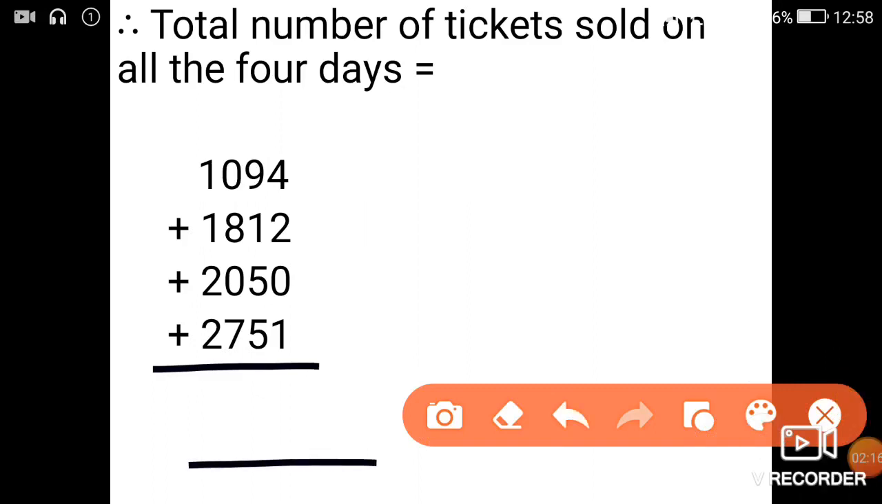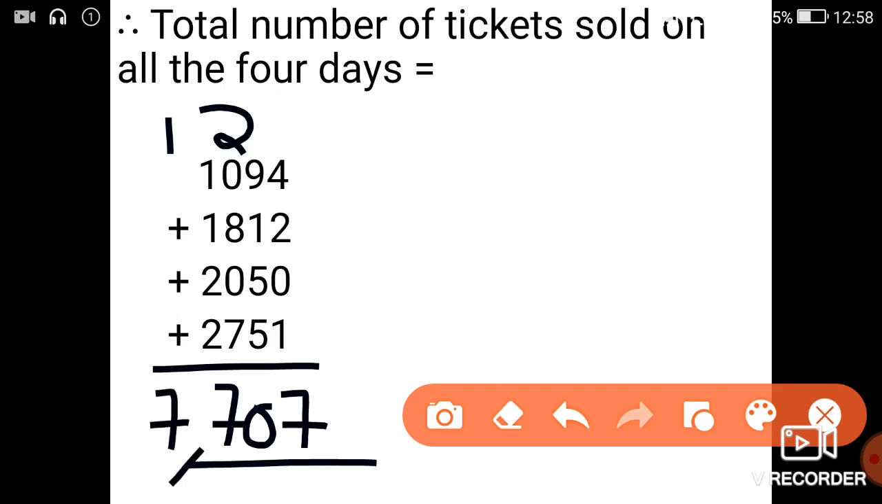So, now we'll add this. Adding ones we get 4 plus 2, 6, 6 plus 1 is 7. Next, 9 plus 1 is 10, 10 plus 5 is 15 and 15 plus 5 is 20. So, 2 carry and 0. Next, 8 plus 2 is 10 and 10 plus 7 is 17. So, we'll carry 1 and write down 7. Next, 1 plus 1 is 2, 2 plus 1 is 3, 3 plus 2, 5 and 5 plus 2 is 7. So, it is 7707. So, the total number of tickets sold on all the 4 days is 7707.